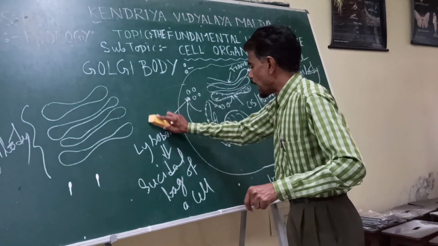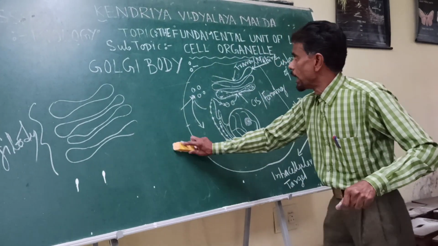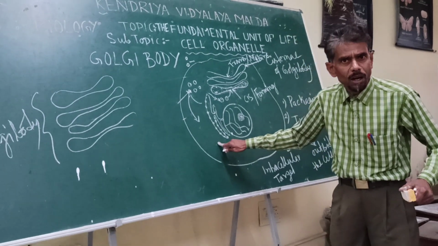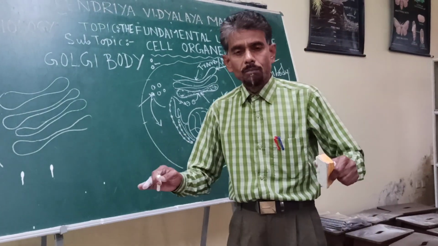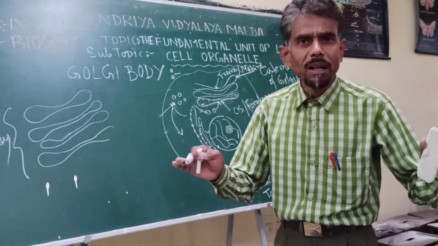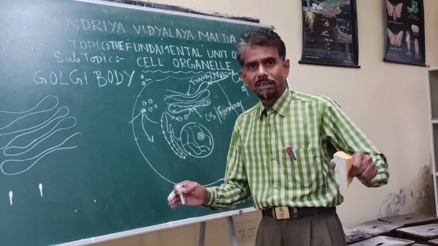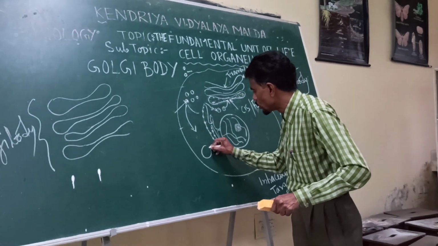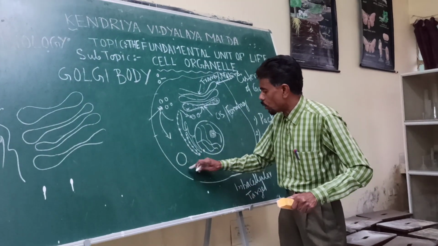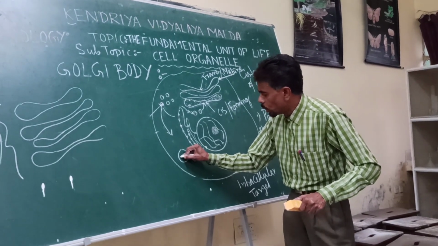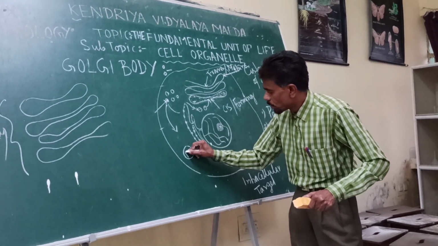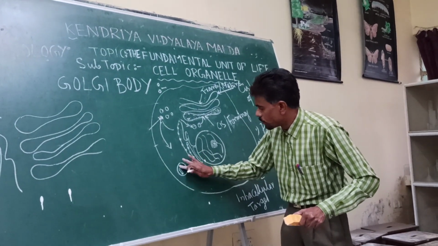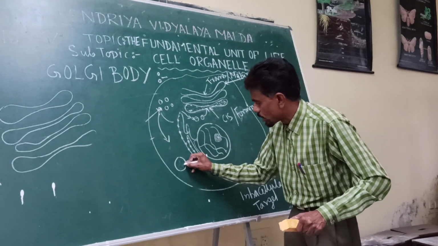Now we shall be taking up another structure present within the animal cell only. Remember that this organelle is present within the animal cell only, not in the plant cell. That is called the centrosome. The centrosome has two tubular structures within it.